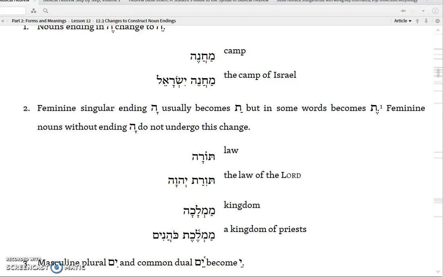Another one of these typos. That should have the dot above the vav, not below it.